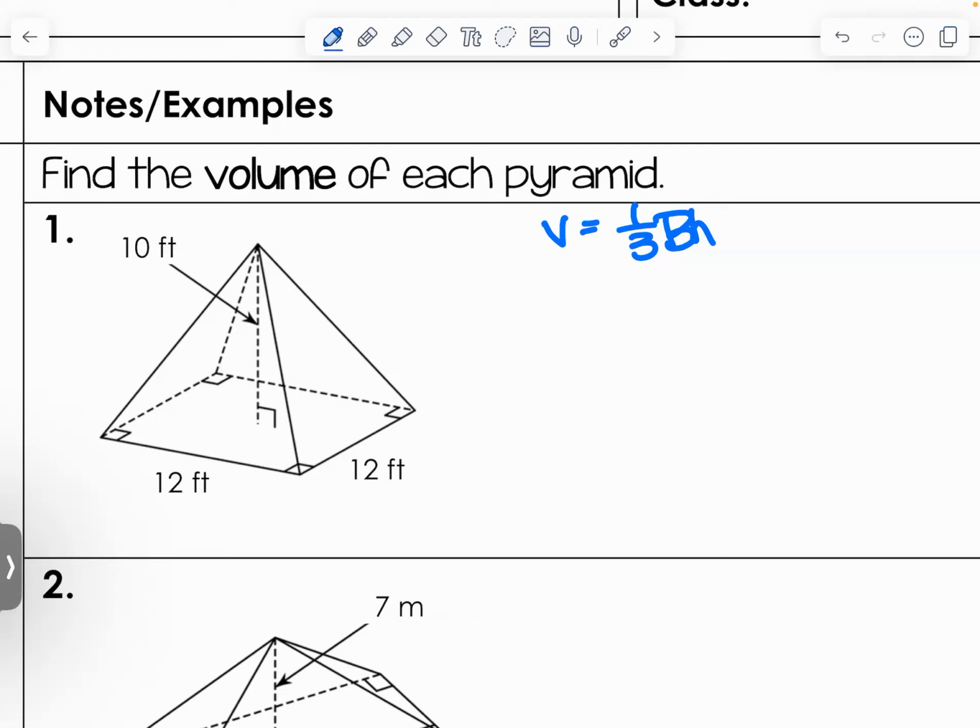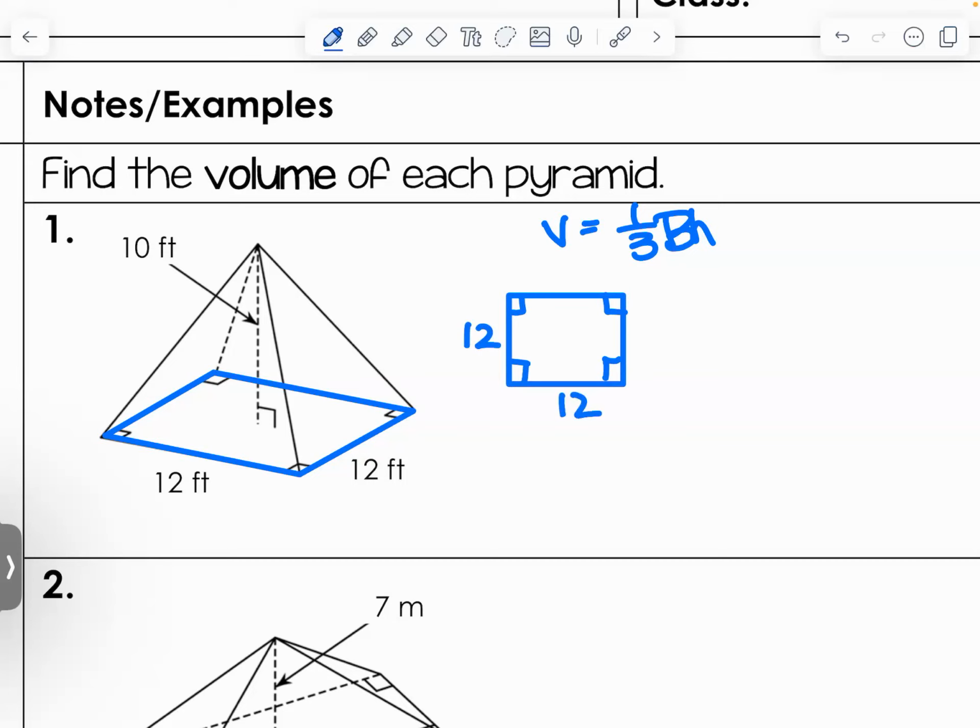Okay. Could you please trace the base of this pyramid? So with your pencil, trace the base. And what we're going to do is redraw the base over here. What is our base? What shape is that? Square. It's a square whose sides are what? 12 and 12. Its sides are 12 and 12, right?